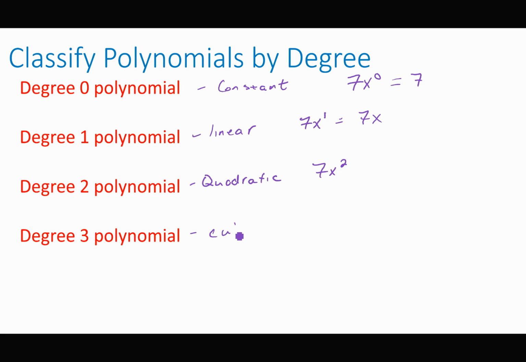Degree 3 is a cubic. So 7x cubed. Degree 4 is a quartic. So do not confuse degree 4 with a quadratic. So degree 4 is a quartic. Degree 5 is called a quintic. I don't even have that one written down, but then anything after degree 5, it simply goes by the degree. So a degree 6, you would say 6th degree polynomial, and so on.